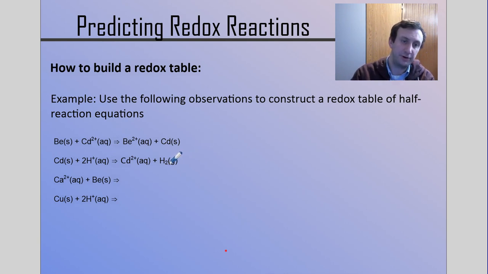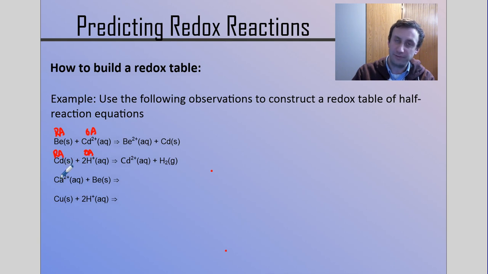Okay, so here's the OAs and RAs. If I take a look at cadmium, it's becoming more negative, right? It's getting reduced, so this must be the OA, while beryllium is becoming more positive, so oxidized. That makes it the RA. For hydrogen, it's positive, it's becoming more negative, going to a charge of 0. So this is getting reduced, right? So this is my OA, while cadmium is getting more positive, so it's getting oxidized. So that happens to my RA.